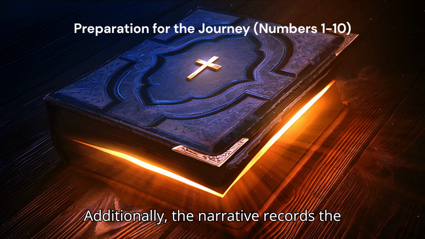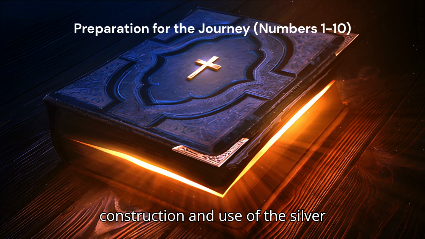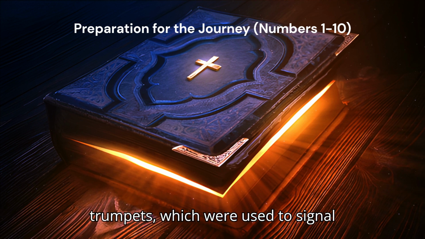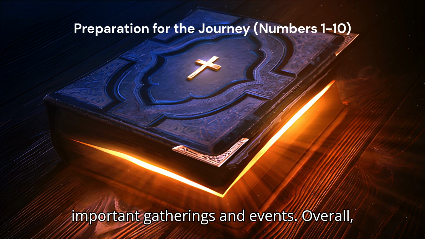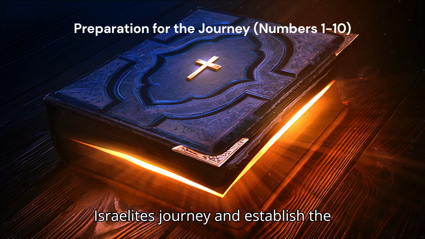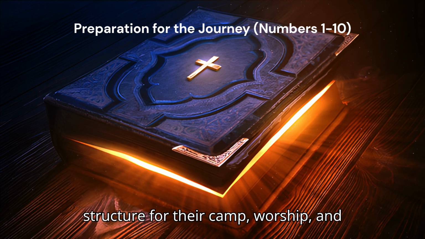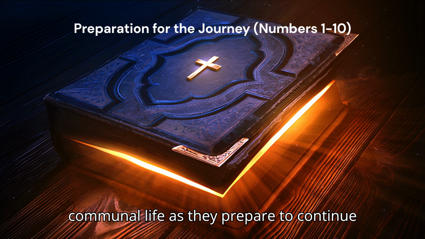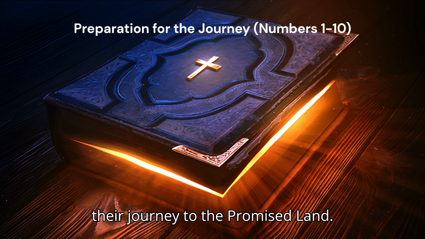Additionally, the narrative records the construction and use of the silver trumpets, which were used to signal important gatherings and events. Overall, these chapters lay the groundwork for the Israelites' journey and establish the structure for their camp, worship, and communal life as they prepare to continue their journey to the Promised Land.